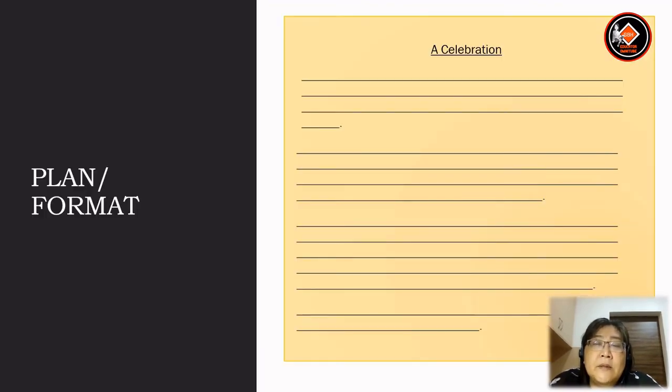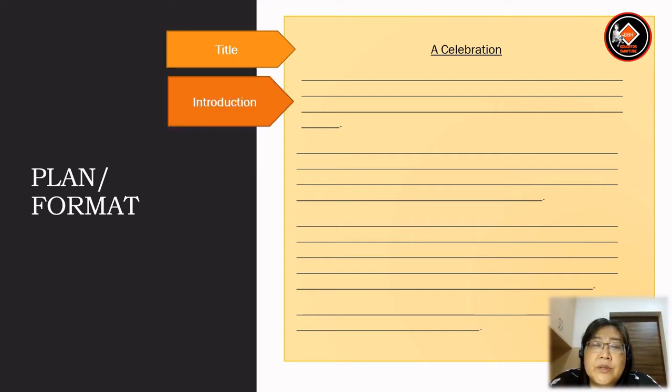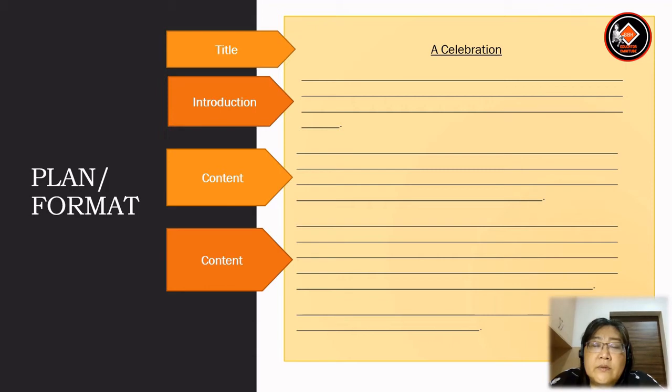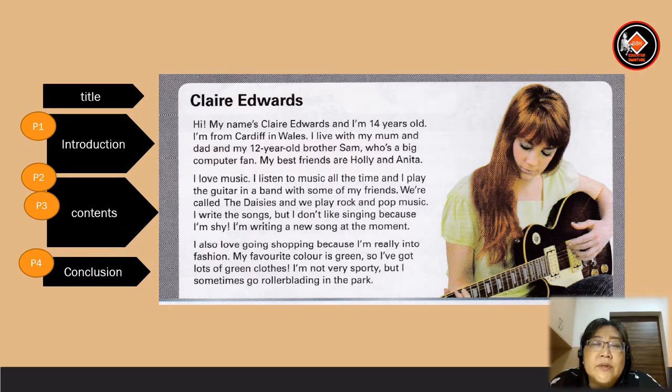So let's look at the plan or the format for an article. First of all, you have a title, for example, a celebration. Then you have the introduction, which is the first paragraph. Then you have the contents. You can write the contents in paragraph 2 and also paragraph 3. Then the last one is the closing. So let's look at an example.